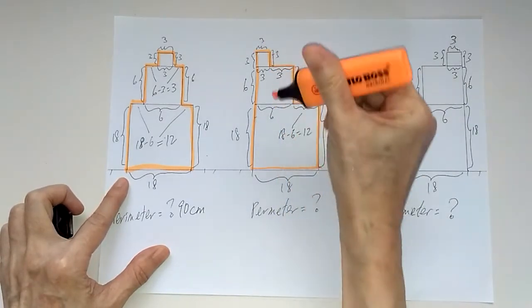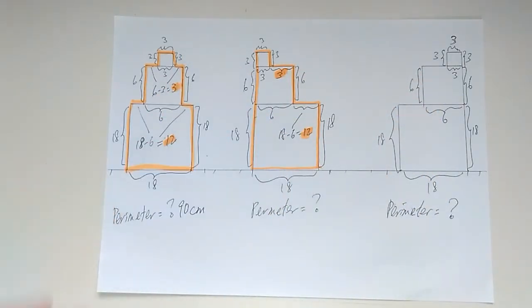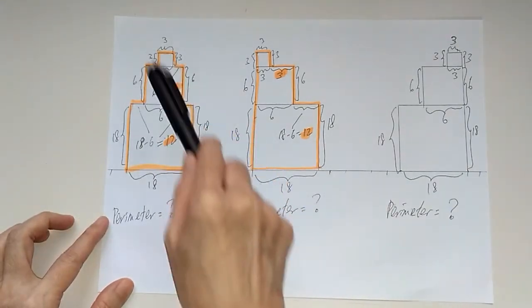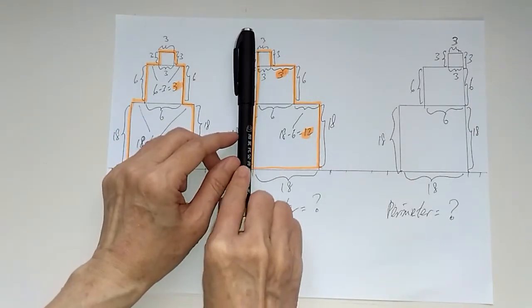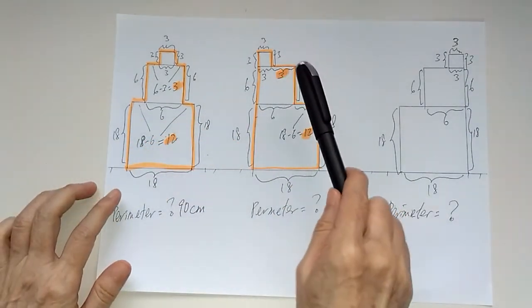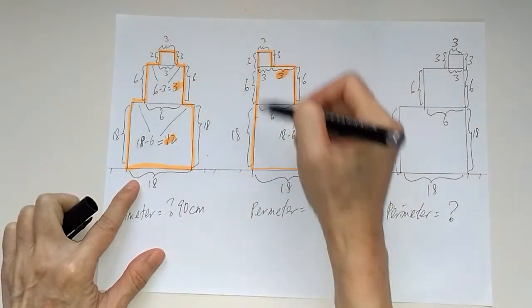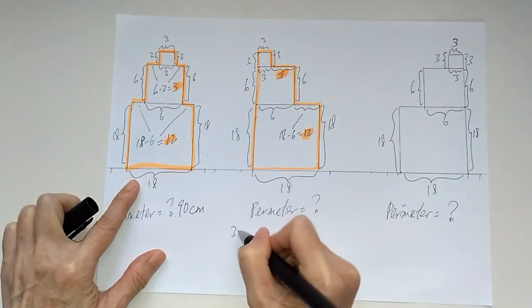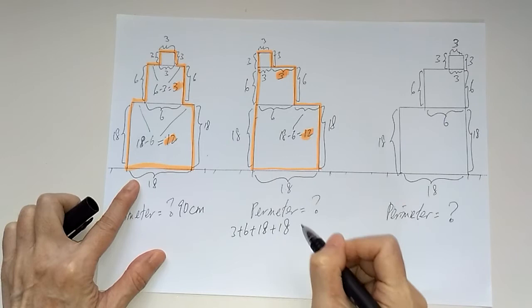At this part, it's the same as this part. So how to find the perimeter in this case? Say, for example, you are not finding the perimeter directly. You do some movement, align, and move it to the left. Then how to find this? You look at this part. From here to here will be what? 3 plus 6 plus 18. Here to here, another 18.